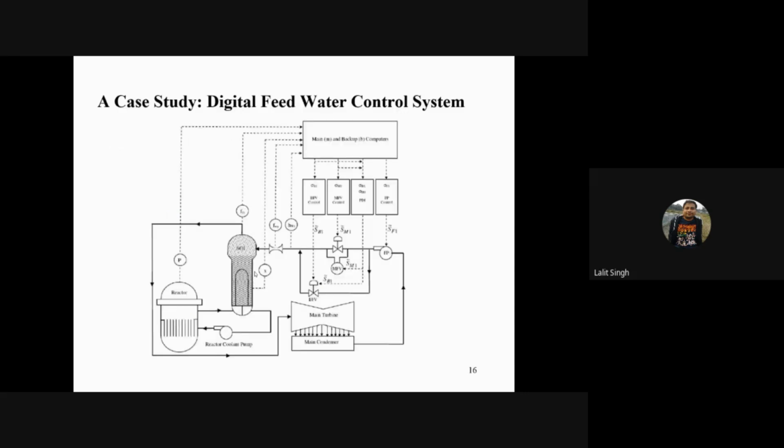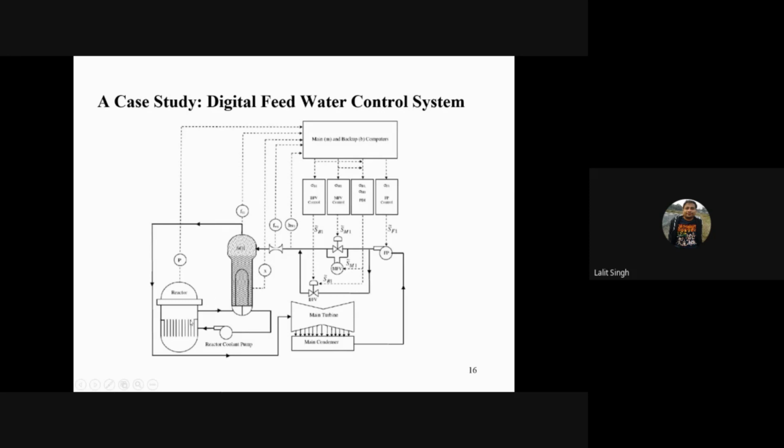Now we have already gained the preliminary knowledge about the Petri net, and now I want to take a case study where I will be using security modeling. So I'm using a digital feed water control system. First, let me make you understand this system, because it is very important to understand what the system is all about. So basically, what happens?